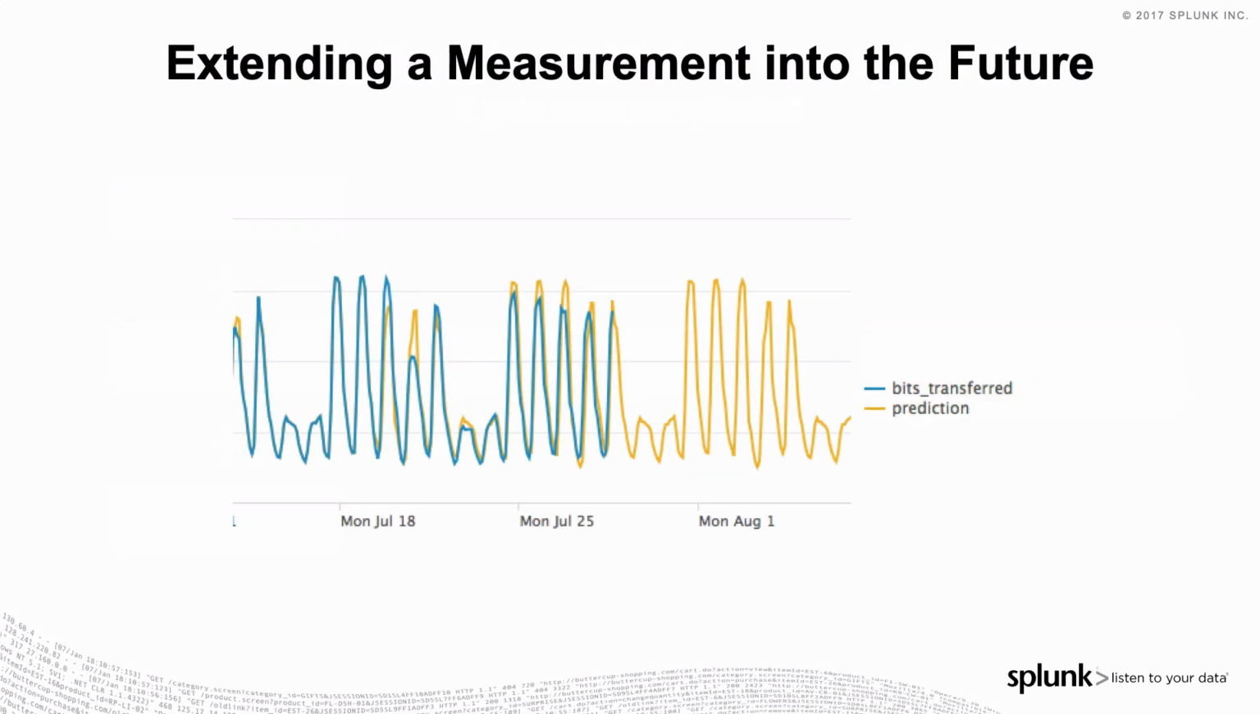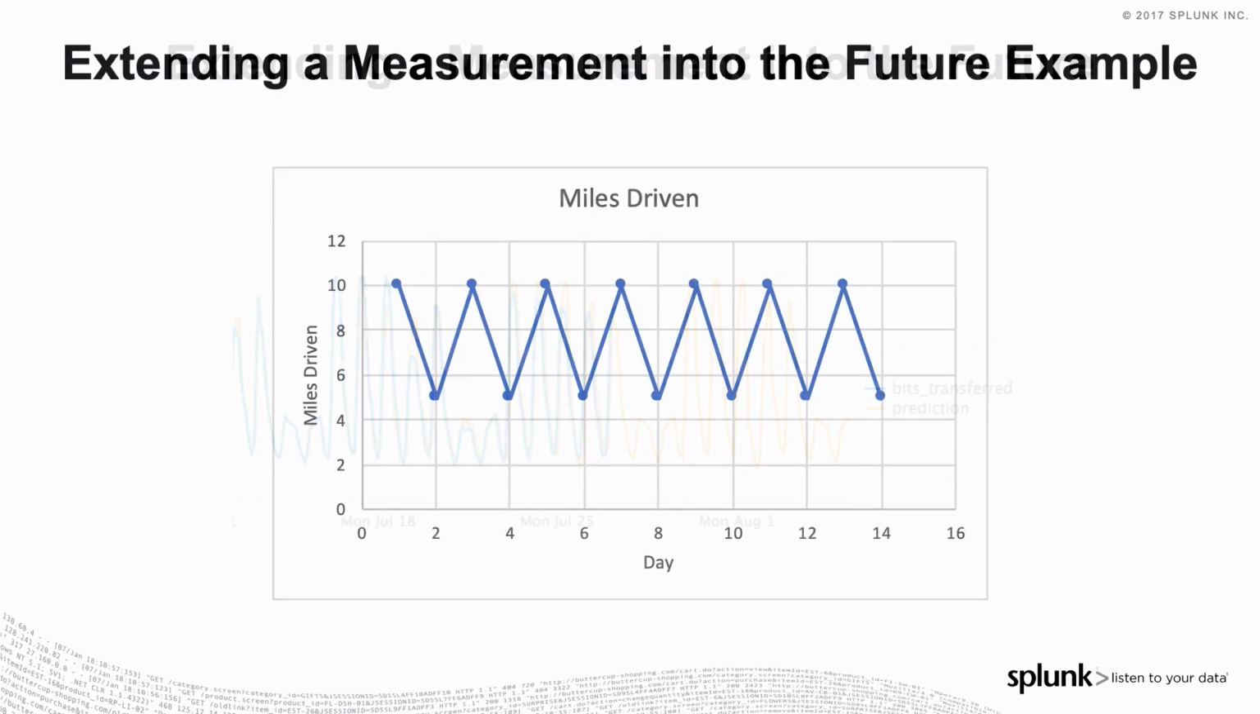The second area of predictive analytics is extending a measurement into the future. This is where I look at the history of a particular measurement and I use that history to decide what a future value might look like. Let's go back to my gas example. Let's say that this chart represents my daily mileage. On day 1, I drive 10 miles, day 2, 5 miles, day 3, 10 miles. I can pretty reliably guess based on that pattern that my usage on day 15 would be 10 miles.